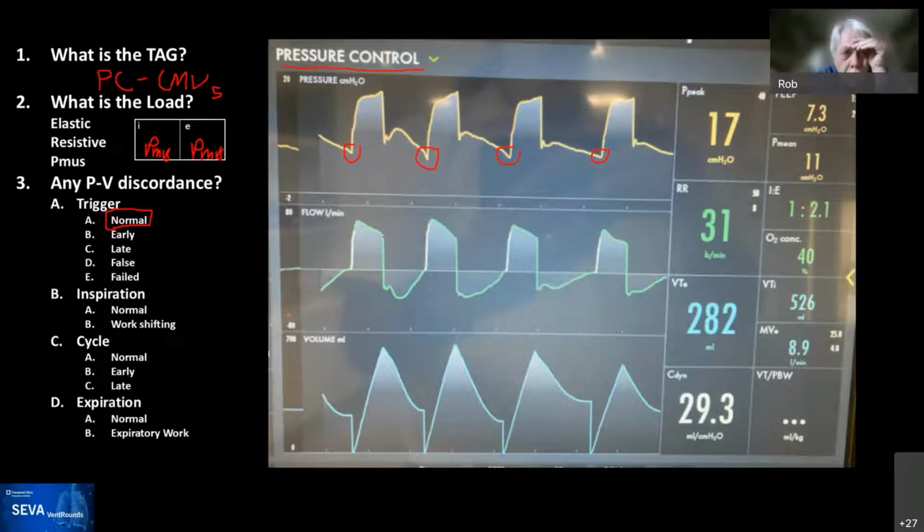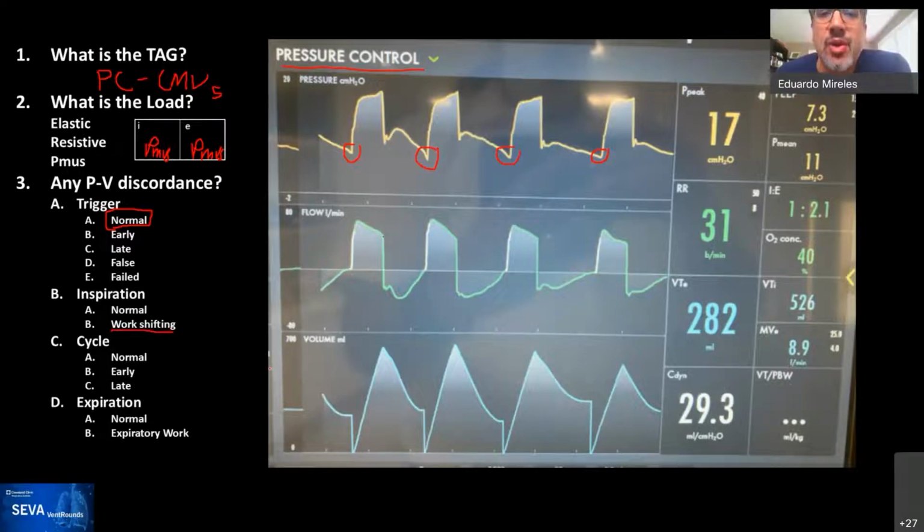Sorry, Rob. This is something that we get often, which is, how do you know that there's work shifting in pressure control? Well, if there is inspiratory effort, as you've just described, there's clear evidence of inspiratory effort, then by definition, if the patient is doing work, then there's work shifting. Right. So there's some amount of work shifting on this waveform.